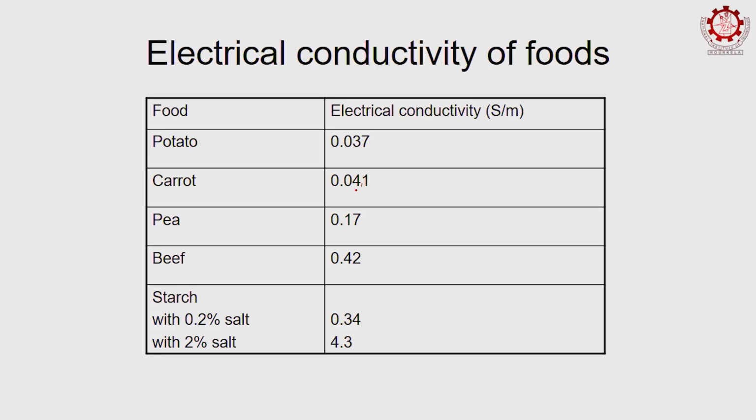Different food materials have different electrical conductivity values. Carrot, for example, is 0.041 Siemens per meter. Siemens is the unit for measuring electrical conductivity. If you look at a salt solution with 0.2% salt, it is 0.34, and when I add 2% salt, it significantly increases the electrical conductivity value. So again, you can alter the electrical conductivity by adding or removing salt.